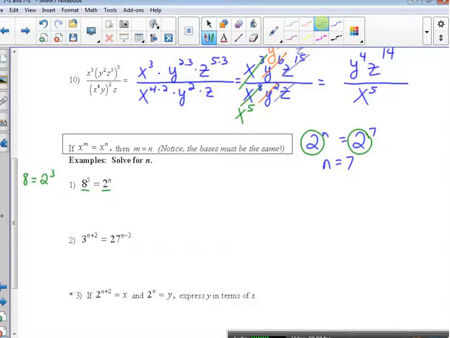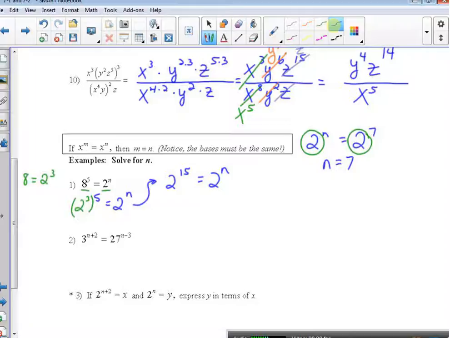Start by looking at the 2 and say, can I write 8 in terms of 2? So 8 can be written as 2 to the third. So we replace the 8 with 2 to the third, and then we just have the 5 still outside, and we have the 2 to the n. So clean that up a little bit, and you end up with 2 to the 15th, using the rules from up above, equals 2 to the n.